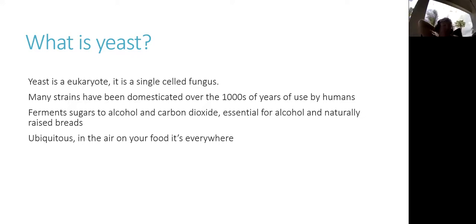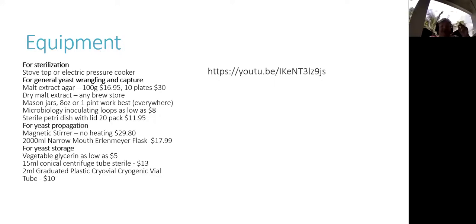It is very easy to find yeast. They are on your food, they're in the air. The bloom on grapes is yeast, so it's not hard to find wild yeast. So this is where it gets really interesting, because I'm going to stop sharing, and we are going to go to my YouTube channel, where I actually have videos that I prepared earlier.